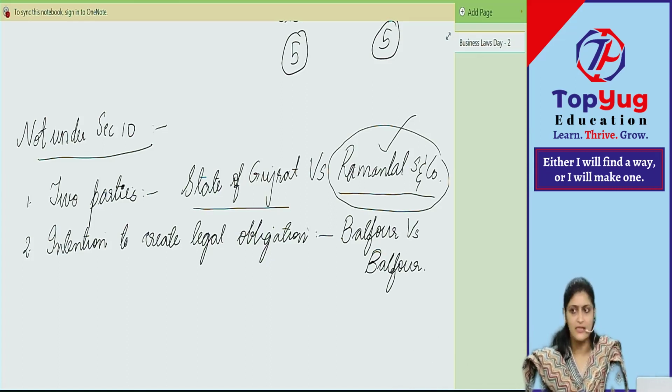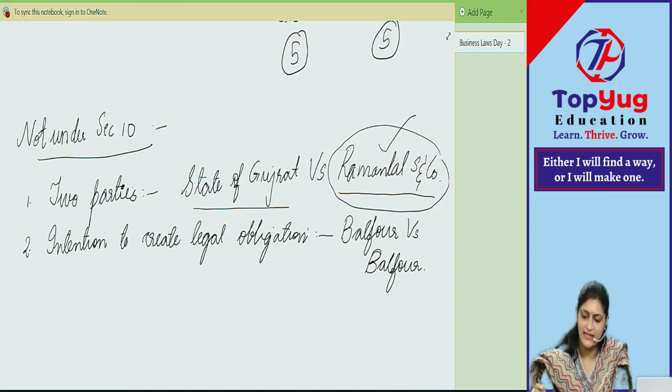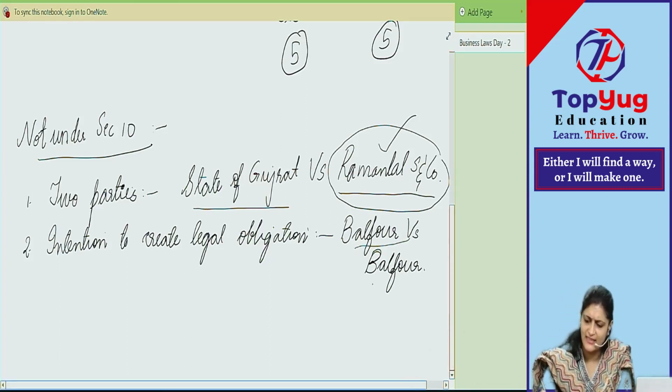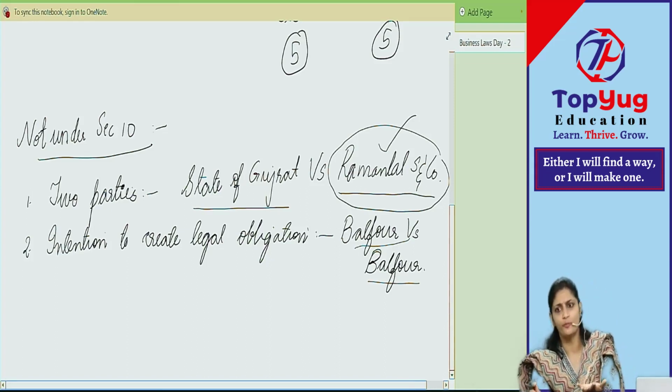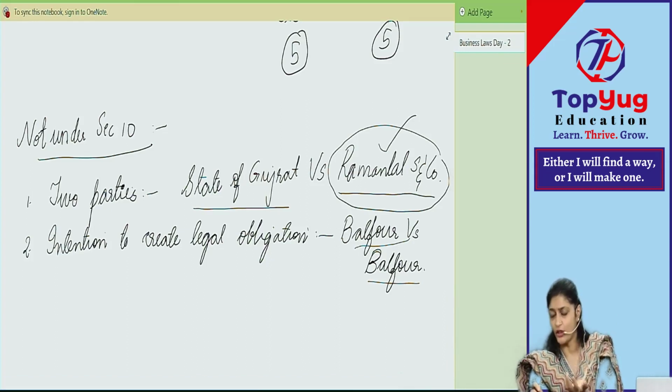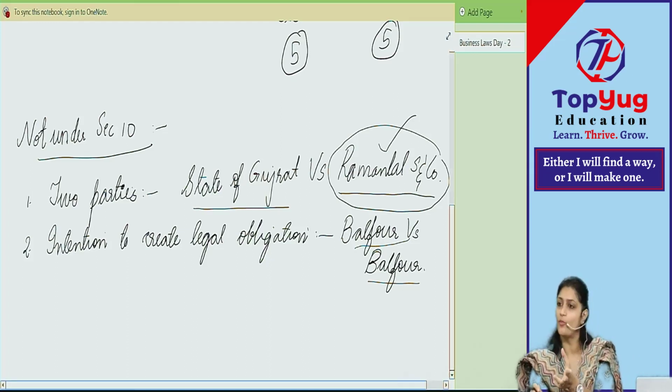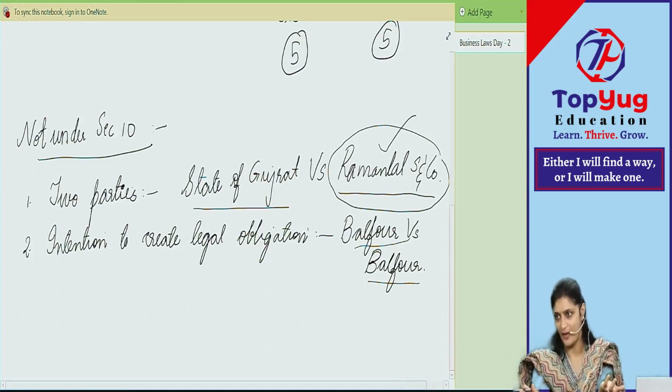Clear, everybody, with this? Yes or no? That is this case, Balfour versus Balfour. In this case, you can take that example also, the social agreement example which I told you, the friend inviting for dinner, or that example also will come here. Say a husband is promising to give his wife a gift, a diamond ring, or say a father is promising his son or daughter that if you clear your CA, I will give you a new mobile phone, but he couldn't give it. Then will you take your parents to court of law?